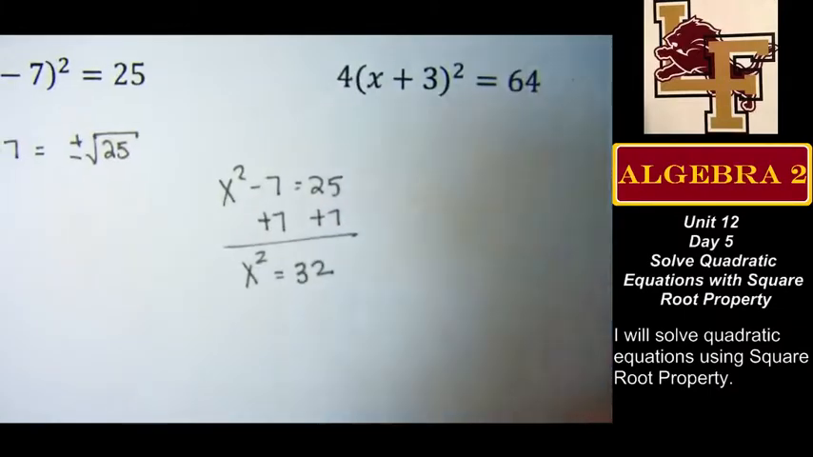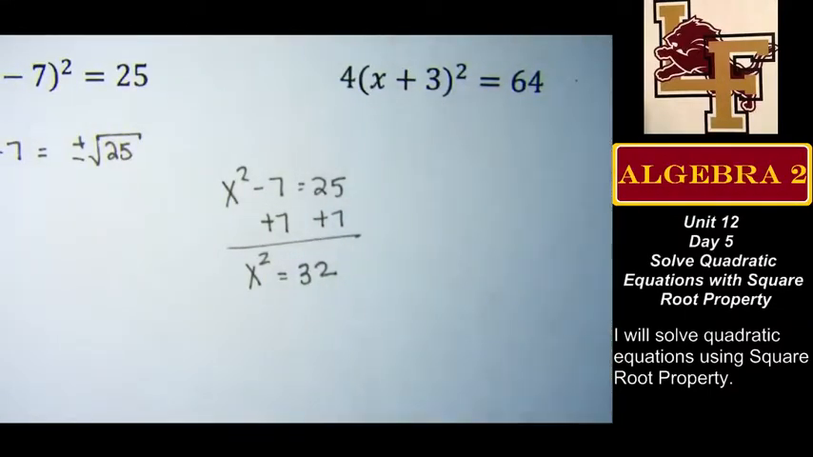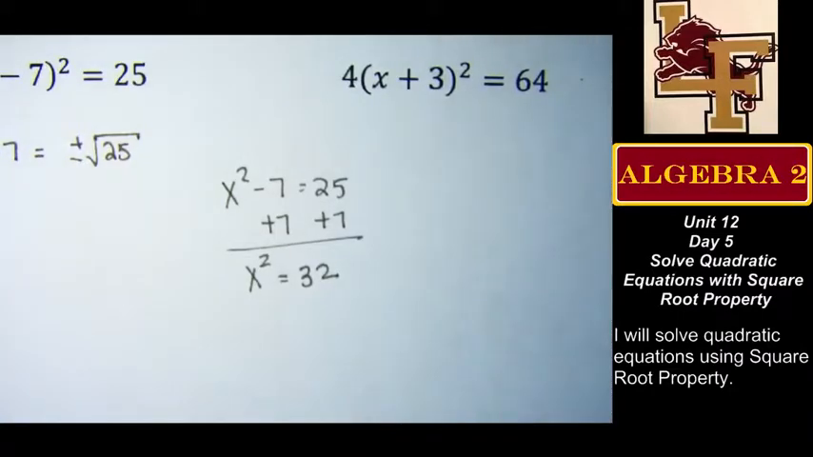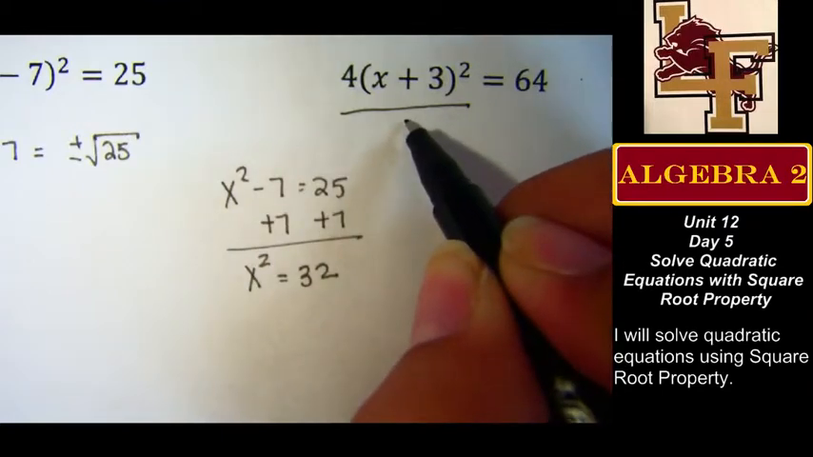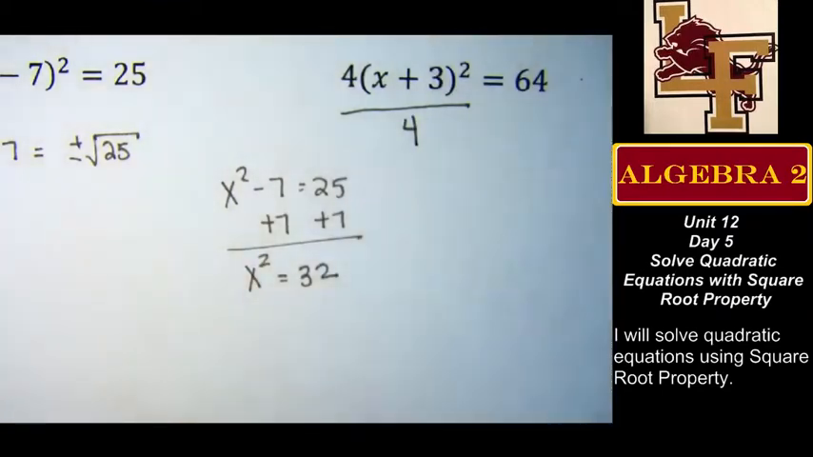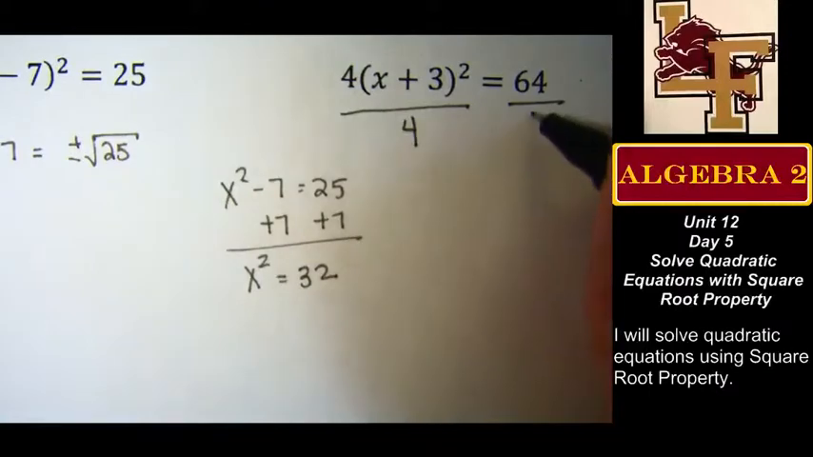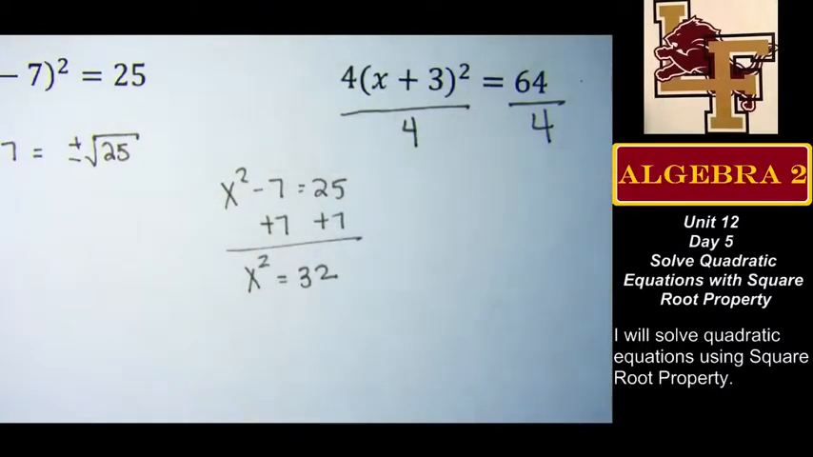Okay. Look at this other example. What's in the way? The 4. The 4 is not inside the squared stuff, so I have to get rid of it. What's happening between the 4 and the squared stuff? It's being multiplied. So how do you get rid of multiplication? You divide. What am I dividing by? The 4, because the 4 is what's being multiplied. So they cancel each other out.